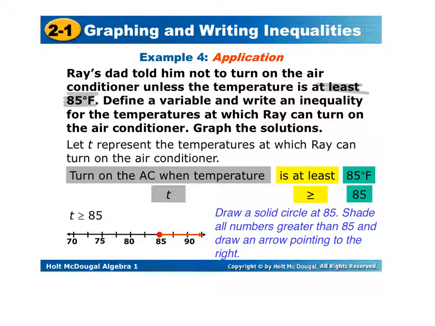Now, in the homework, it's going to tell you define a variable and write an inequality. What it means by define a variable, it means pick a letter. So in this case, they decided to use the letter T for temperature, and then they showed that at least meant greater than or equal to, and then the 85. So when it says define a variable, you can pick any letter you want.